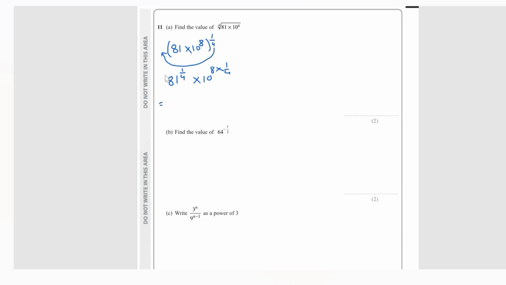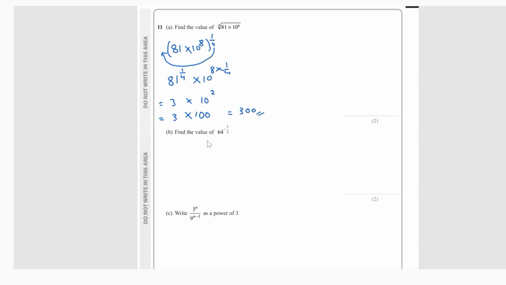The fourth root of 81 will be 3. So 3 times 3 times 3 times 3 is 81. 10 to the power of 8 times a quarter is 8 over 4, which is just 2. 10 to the power of 2 is 100. So this will give us a final answer of 300.